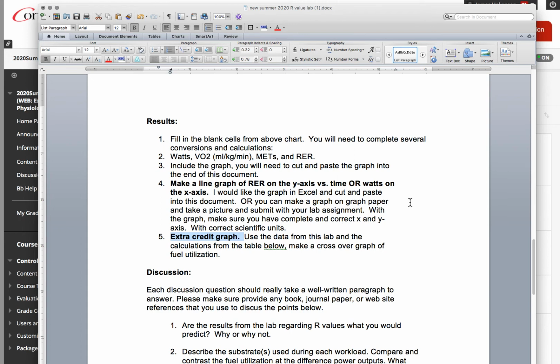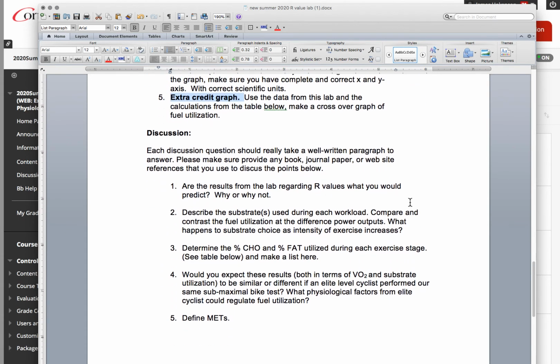And then to complete this graph, you have 5 discussion questions. And these discussion questions need to be in your own words. Certainly use our book and use my notes and use the online resources. Please cite where you find this information. And some information you will look up, like what is the definition for a MET. We know that mathematically 1 MET is equal to 3.5 milliliters of oxygen per kilogram body weight per minute.